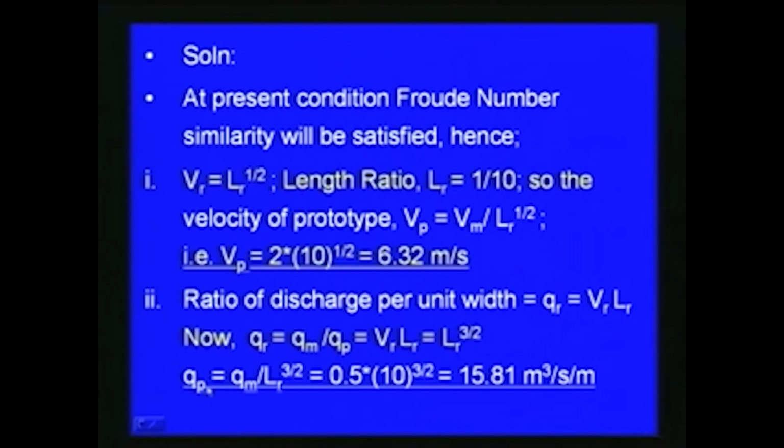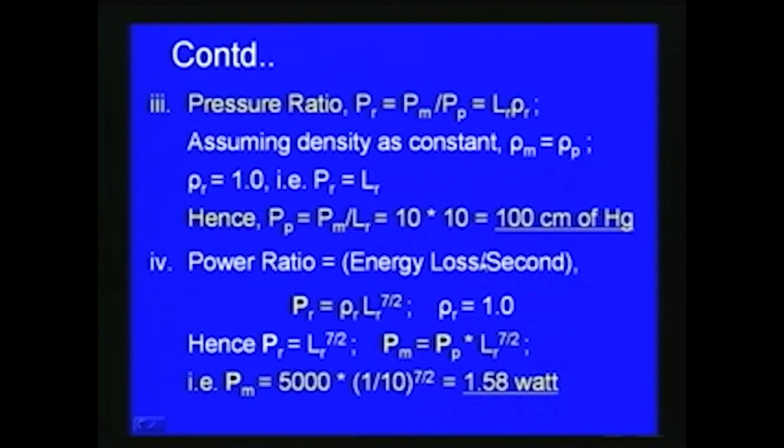Correspondingly, Qm is already given as 0.5. So, Qp we get as 0.5 into 10 to the power 3/2, that is about 15.81 cubic meter per second per meter. So, that is the second part of the question, and the third part is we have to find out the pressure ratio.